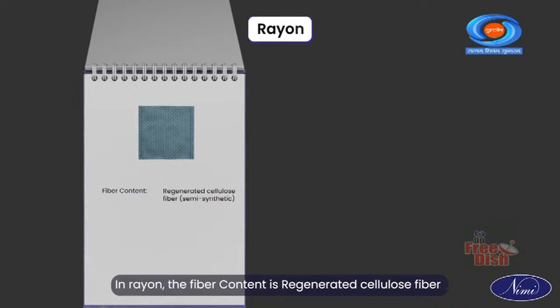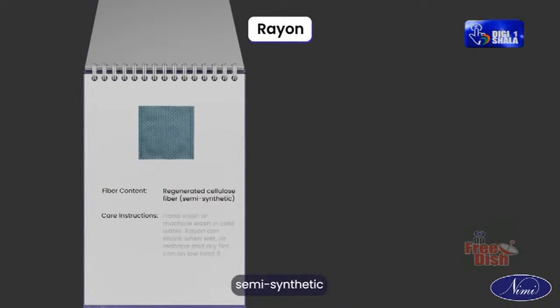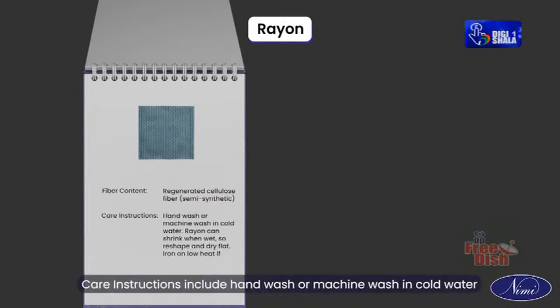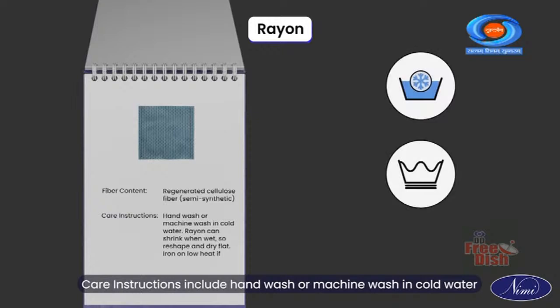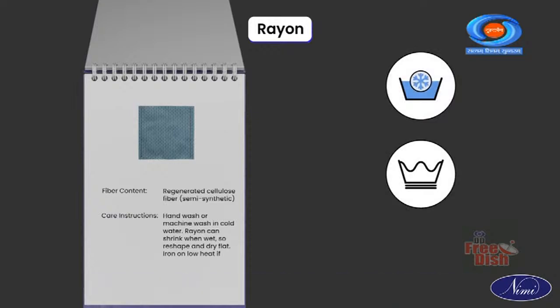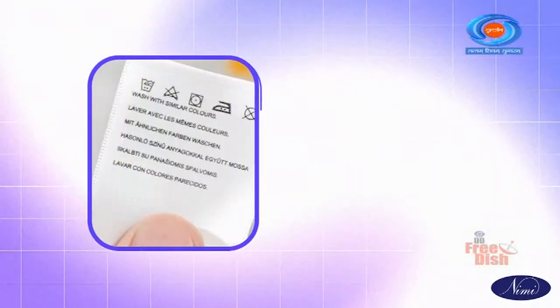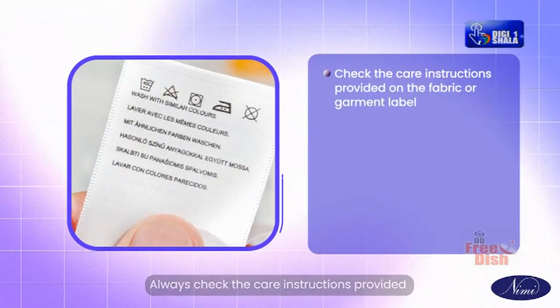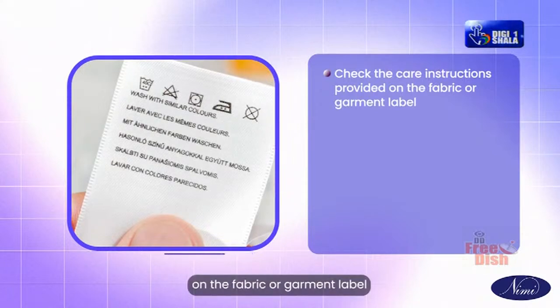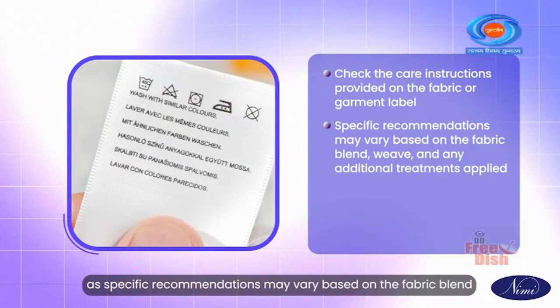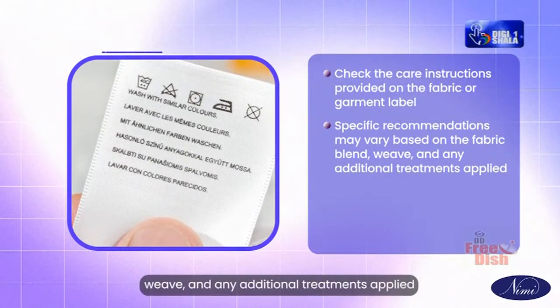In rayon, the fiber content is regenerated cellulose fiber, semi-synthetic. Care instructions include hand wash or machine wash in cold water. Rayon can shrink when wet, so reshape and dry flat. Iron on low heat if needed. Always check the care instructions provided on the fabric or garment label, as specific recommendations may vary based on the fabric blend, weave, and any additional treatments applied.